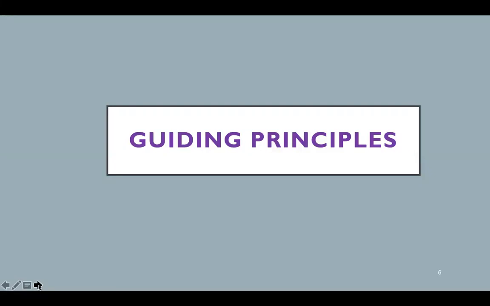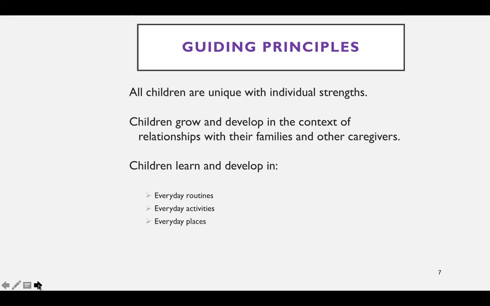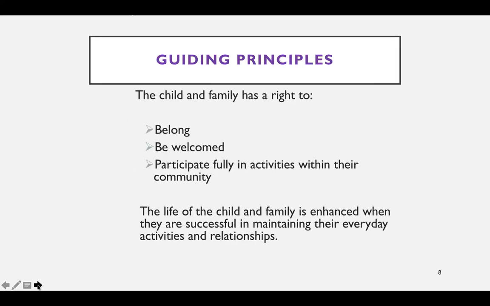Development and implementation of the IFSP is guided by several fundamental principles and beliefs about children and families. That all children are unique. Children grow and develop in the context of relationships with their families and other caregivers, and children learn and develop in everyday routines, activities, and places. The child and family has a right to belong, to be welcome, to participate fully in activities within their community, and the life of the child and family is enhanced when they are successful in maintaining their everyday activities and relationships.